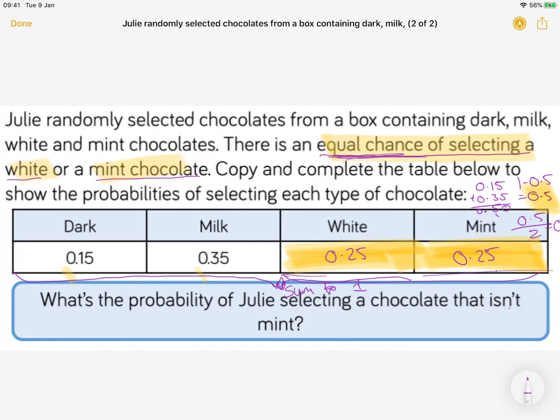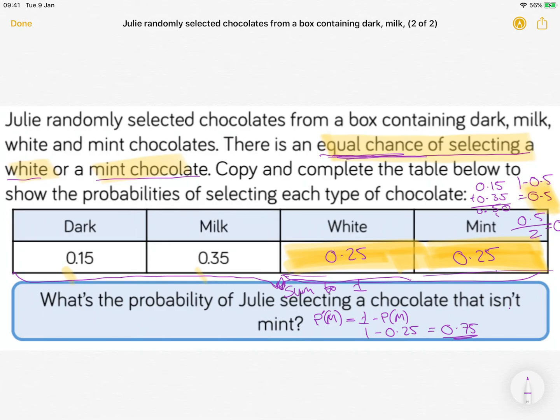What's the probability of Julie selecting a chocolate that isn't mint? Well, there's two ways I can do this. I think the easiest way to do it is the probability of something not happening, so not mint, is going to be equal to 1 minus the probability of mint. So that is 1 minus 0.25, which is 0.75.